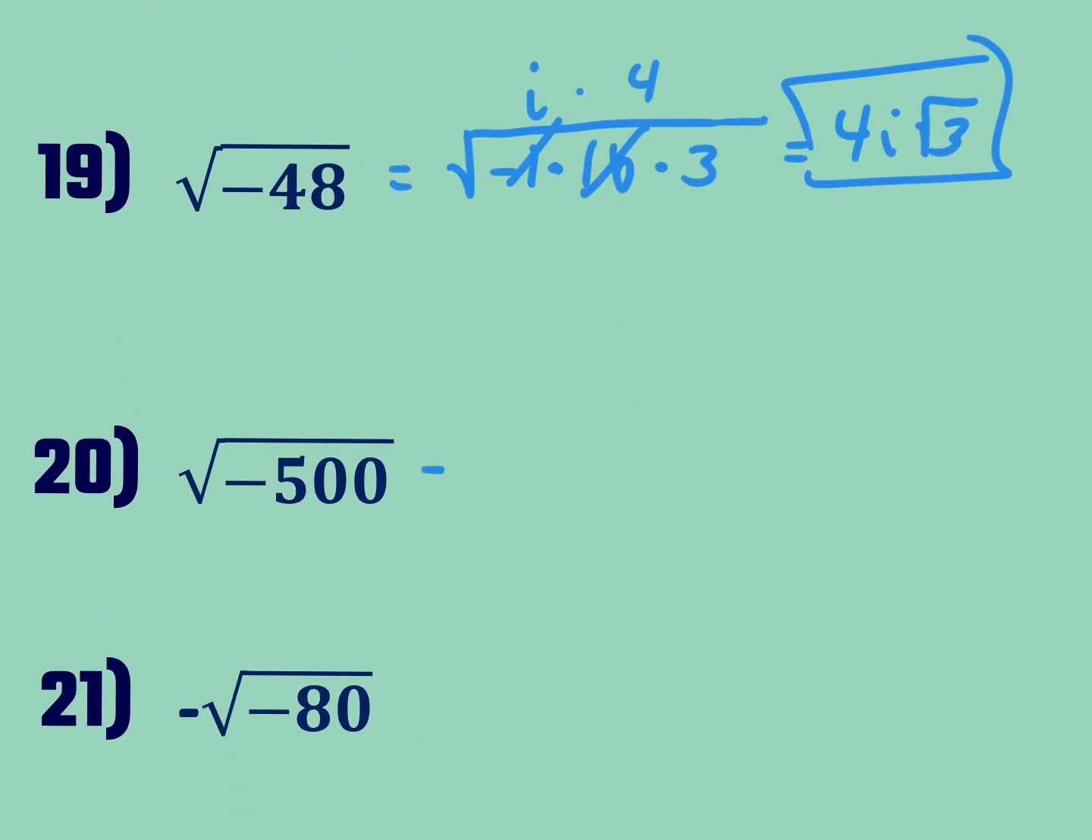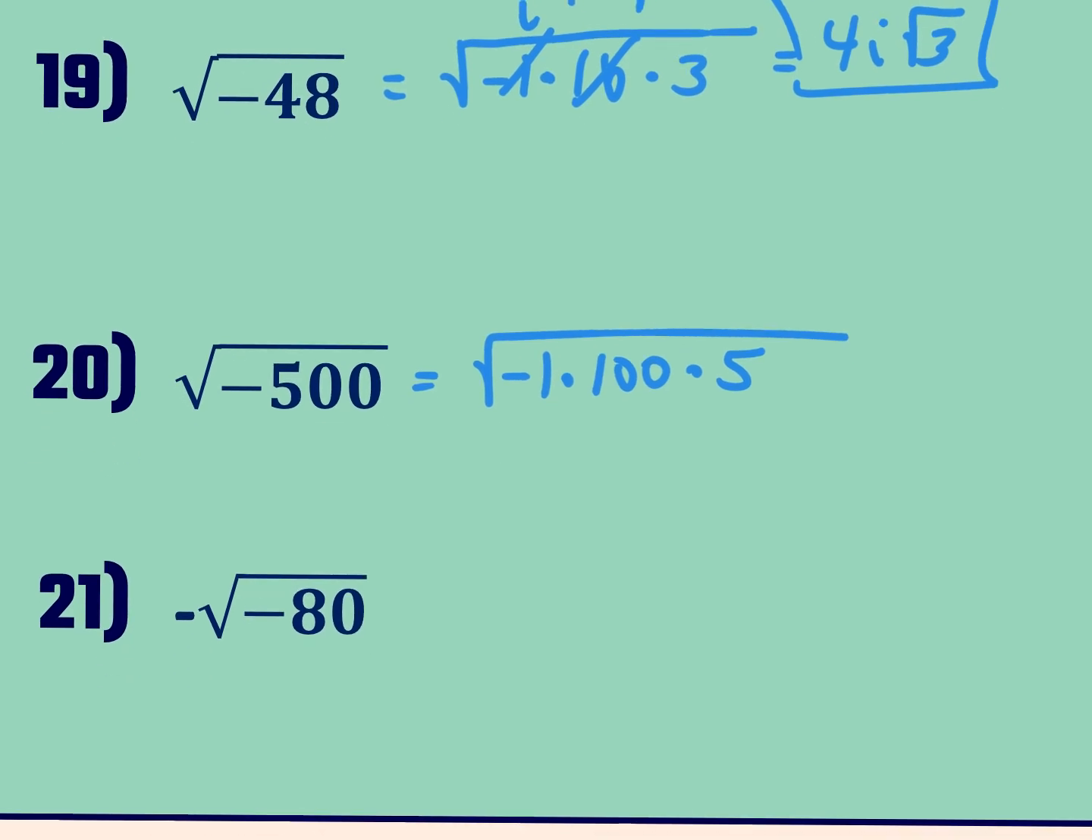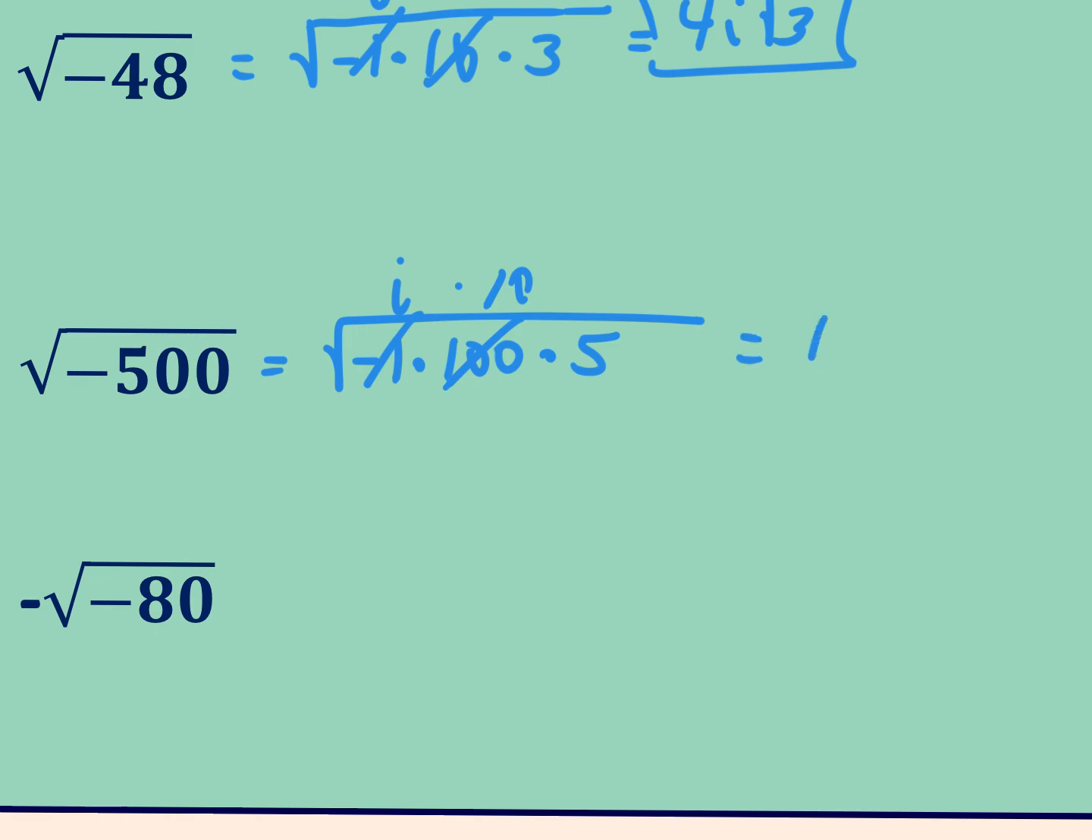Get in the habit, guys, of writing every -1 times 100 times 5. If you break it up a different way, 50 and 10, okay, fine. Then you have to break up 50. I try to get the biggest perfect square and smallest non-perfect square. But what is the square root of -1? i. What's the square root of 100? 10. And what happens with your 5? It stays underneath. So you have 10i square root 5.